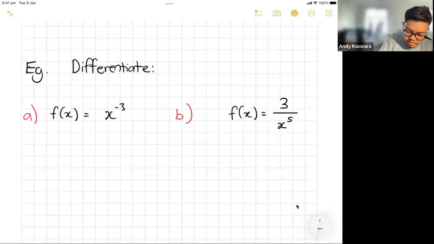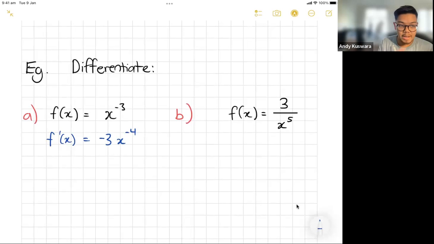Okay, for the first one here, when I say business as usual, it means the same rule applies. So first things first, the power comes down to the front. And then what happens is we take away 1 from the power. And that is it. Done.